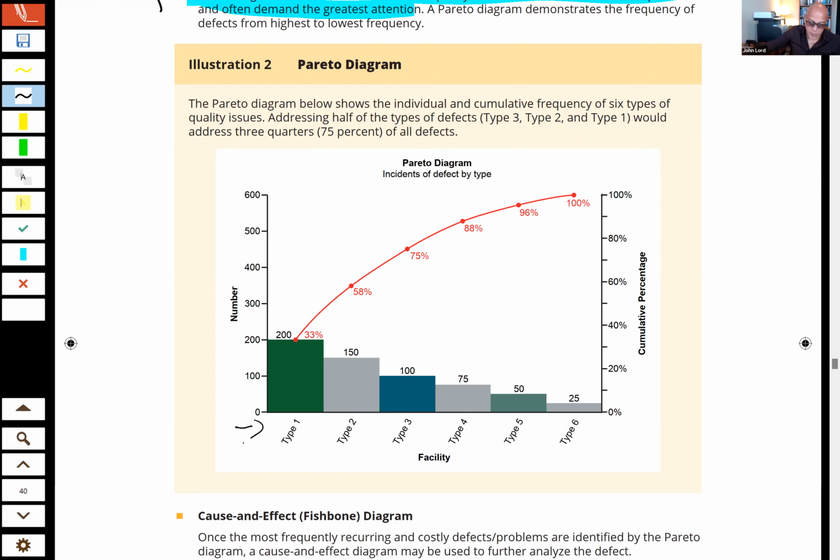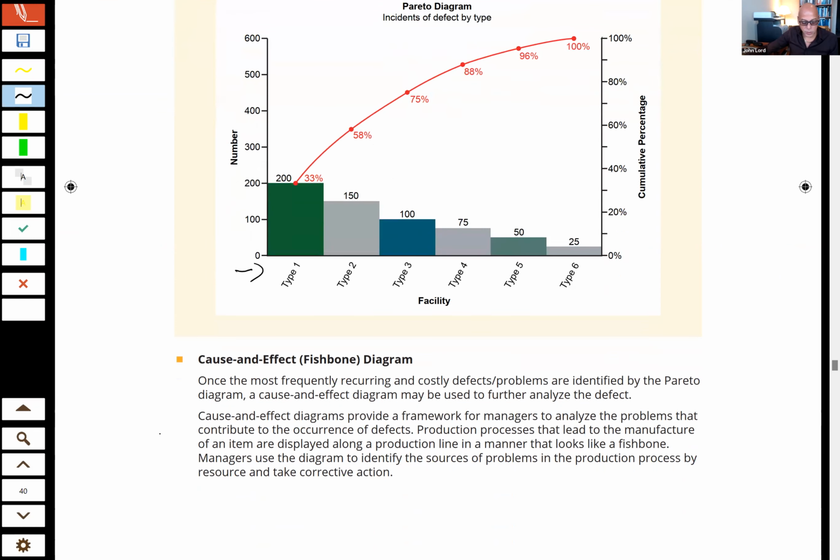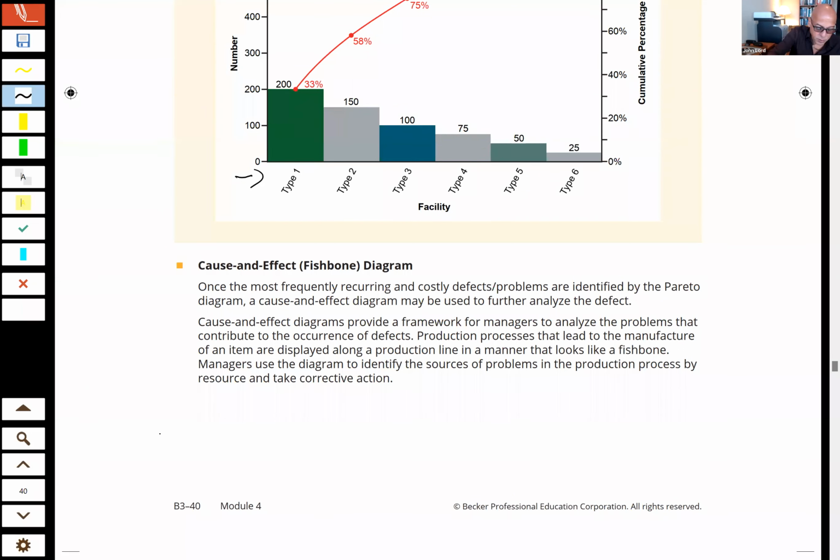Okay, good. Now you come over and you could also use a cause and effect diagram called a fishbone. And they call it a fishbone because it looks like a fish, and we'll see the bones of a fish. So we'll take a look at that here in a couple seconds. But the cause and effect diagram provides a framework for managers to analyze the problems that contribute to the occurrence of defects. And we can use a fishbone diagram to identify the sources of problems in the production process by resource and then take corrective action. So flashcard what a fishbone diagram does for us.